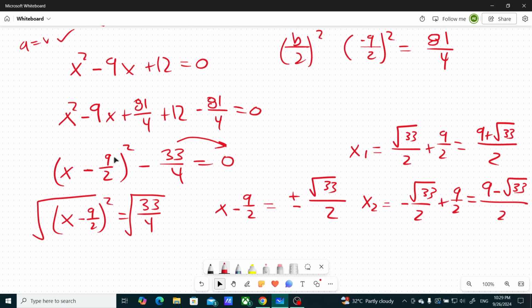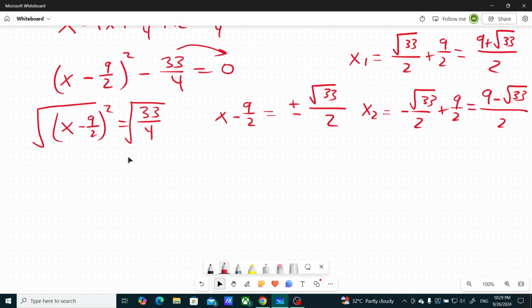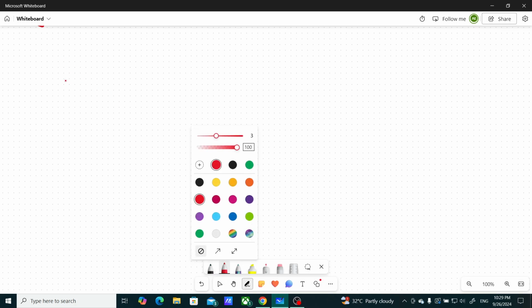Okay, let's take more examples. Let's take one final example with a equals 1. I will go through this fairly quickly. So I have x squared plus x minus 50 equals 0. So a is 1, no problem. My b over 2 squared is going to be 1 over 2 squared, so it's going to be 1 over 4.